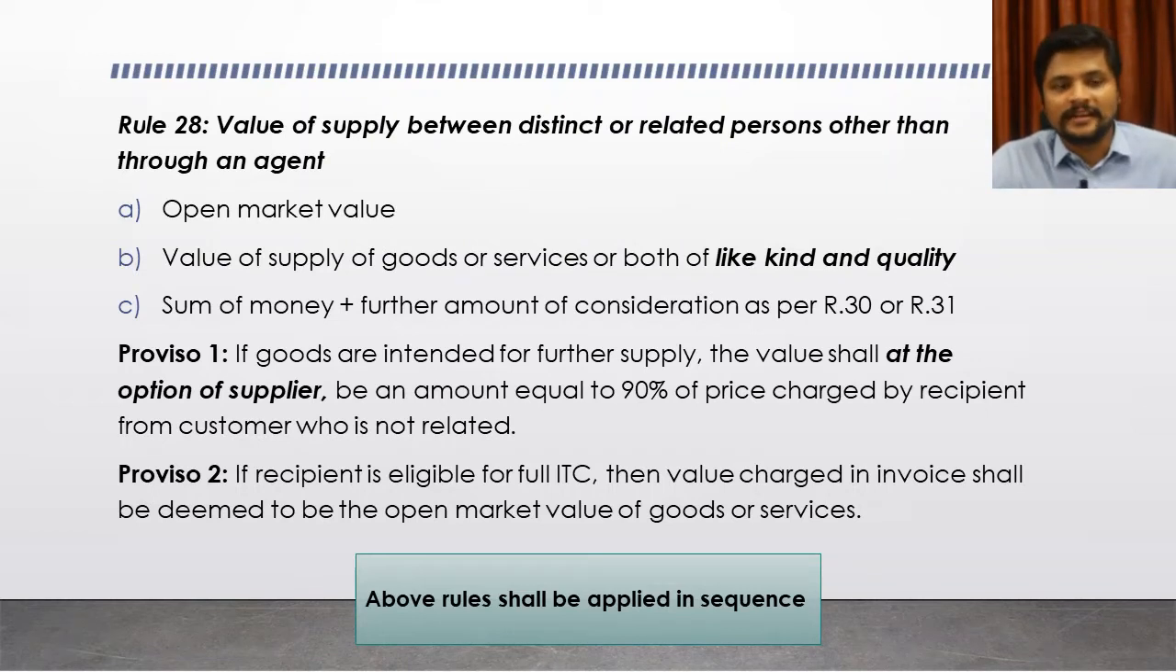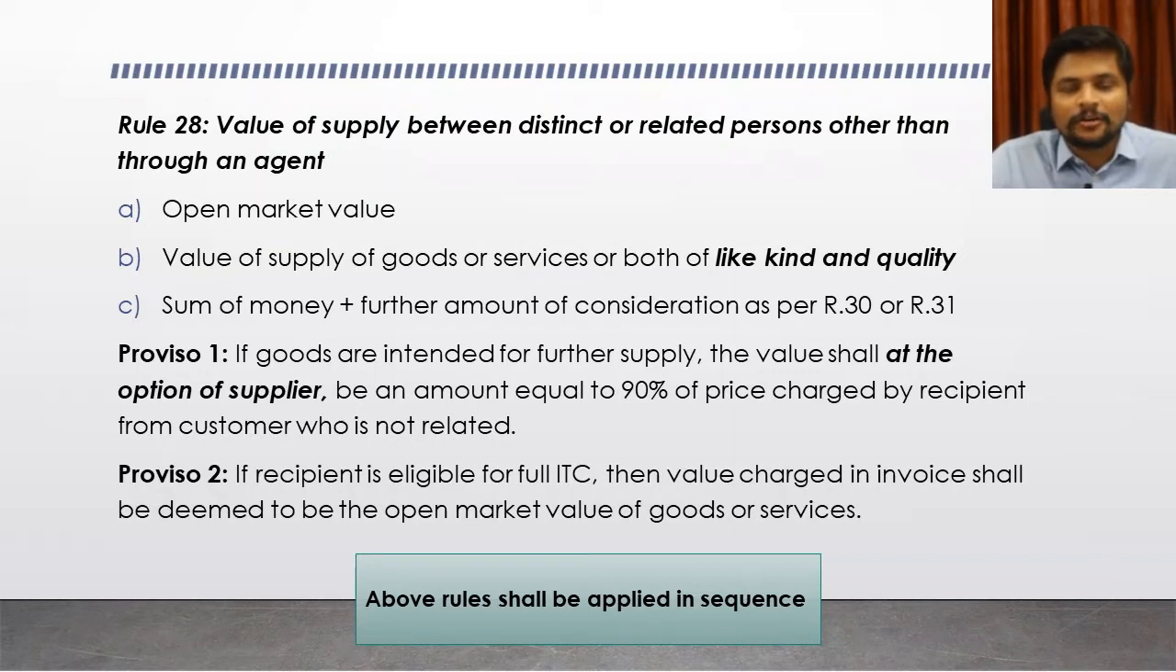So in this case, what is this rule 28? We will see. This again refers to the same type of valuation. In rule 27, we saw 4 clauses of valuation. In rule 28, we have only 3 clauses. What are those 3 clauses? First clause, clause A, is open market value, which is similar to rule 27 clause A. That is very much similar.